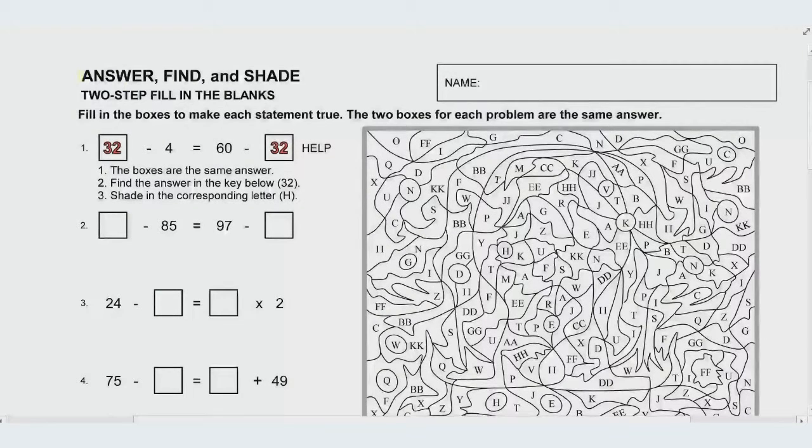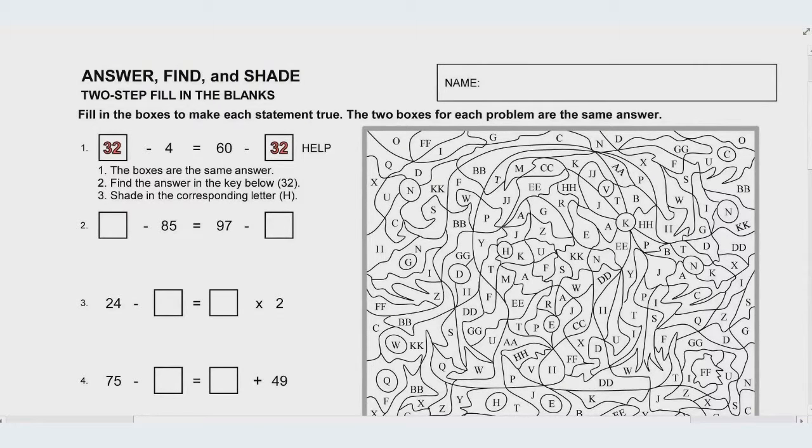Today you're working on an answer find and shade worksheet that's covering two-step fill in the blanks. And this is a level 2 worksheet. So I assume you have some experience with algebra and solving two-step equations. But what I like to do on this worksheet is use our critical thinking or our mathematical reasoning or our math brain to solve these problems.